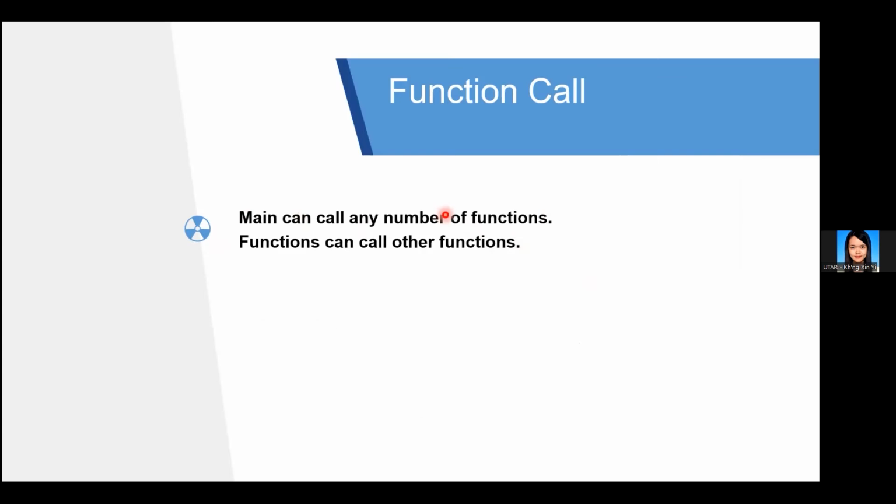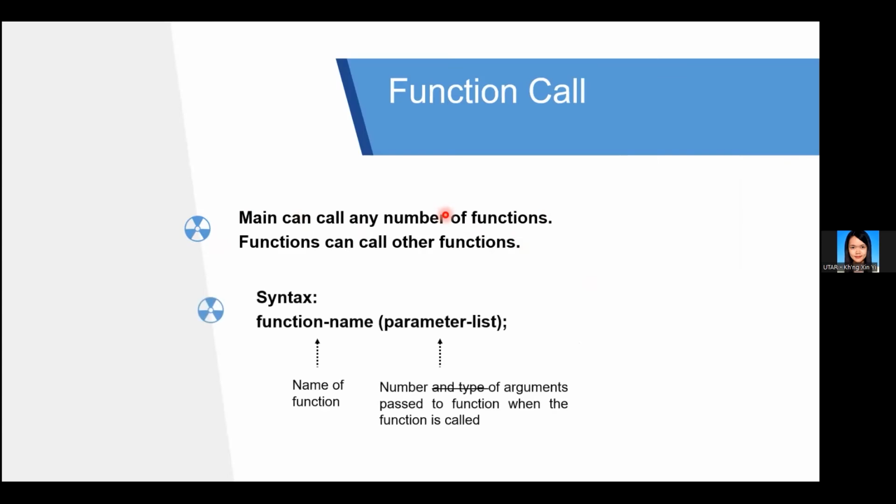And then after that, we look at the general syntax used to call the function. If you look at the syntax here, this time we no longer need to mention the return type. What you need to do is mention the function name, which means the name of the function. And then the parameter list. This means that you have to provide the information: what are the values, what are the arguments that you want to pass to the function when the function is being called. That's what we call the parameter list here.